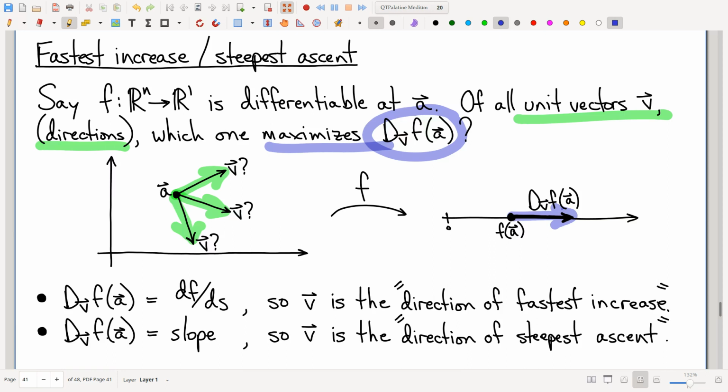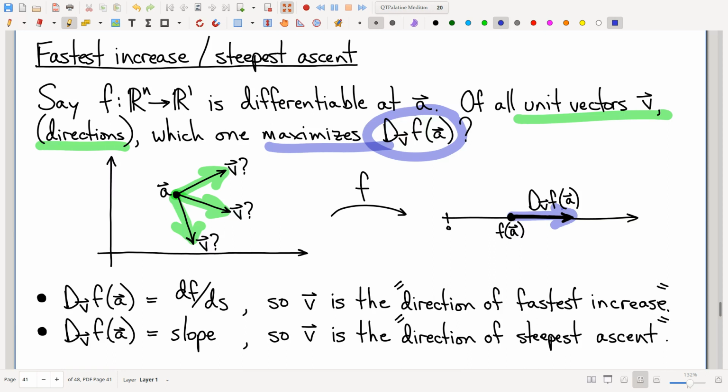So if you want to maximize, you want to make that rate of change as big as possible. Let's consider scenarios where that might be the case. My favorite silly example is I'm at the point A out in the woods and I'm cold. And I know what the temperature function is. Which direction should I go to get warmer? Right? You want to make that temperature increase as fast as possible.